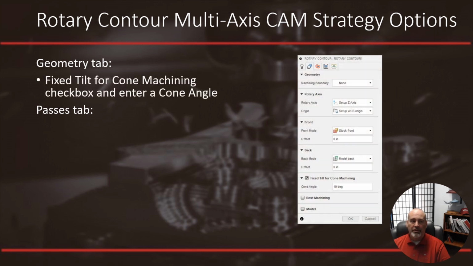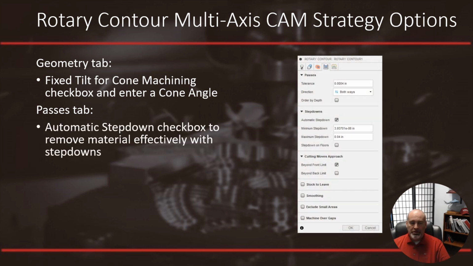We have the Geometry tab. You have a fixed tilt for cone machining, and if you check that box, you can enter an angle of a cone. Now, to do this, you have to have either your rotary 4th axis set up at an angle, or you're using a 5-axis where the tilt axis tilts to an angle, and then you can rotary machine a cone shape.